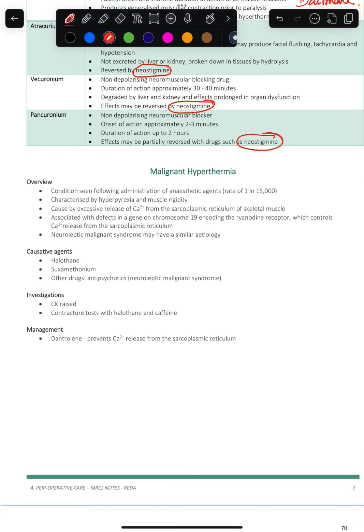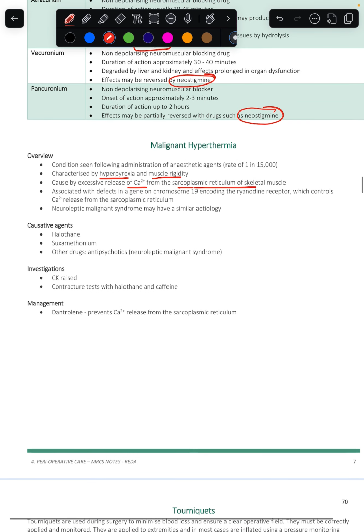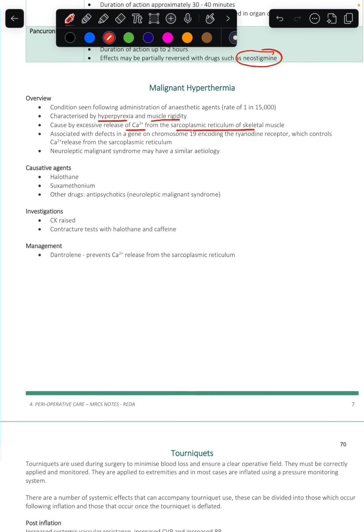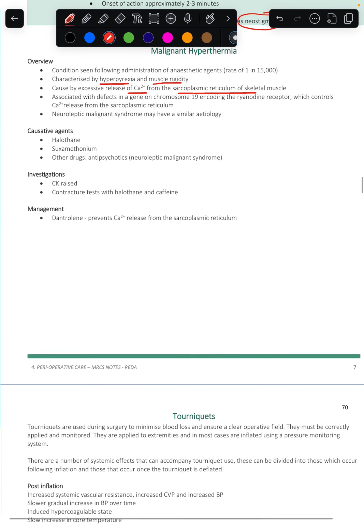Malignant hyperthermia is a condition seen following administration of anesthetic agents. It is characterized by hyperpyrexia and muscle rigidity, caused by excessive release of calcium from the sarcoplasmic reticulum of the muscle. It is associated with defects in the gene on chromosome 19 encoding the ryanodine receptor, which controls calcium release. Neuroleptic malignant syndrome may be similar in etiology. Causative agents are halothane and succinylcholine; other drugs such as antipsychotics may also lead to it. CK is raised, and the contracture test shows contraction with halothane and caffeine. Dantrolene has to be used whenever there is malignant hyperthermia; it prevents calcium release from the sarcoplasmic reticulum.